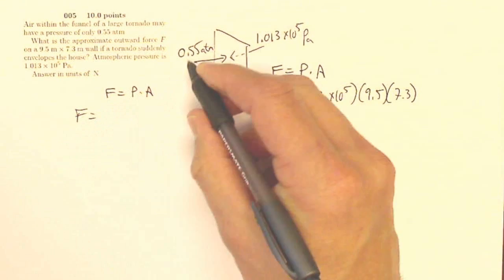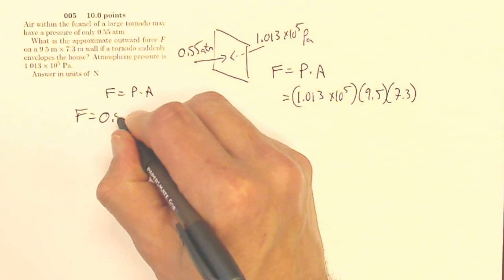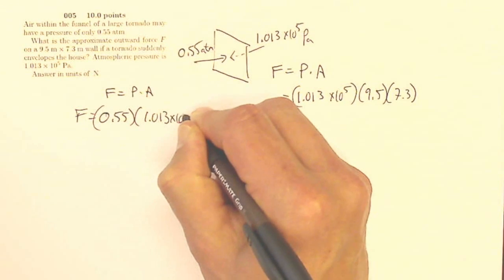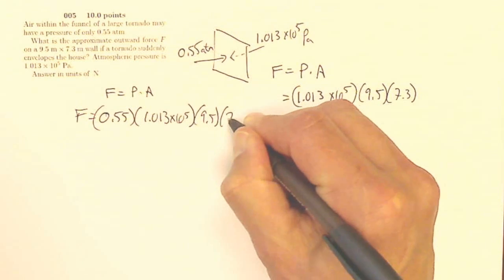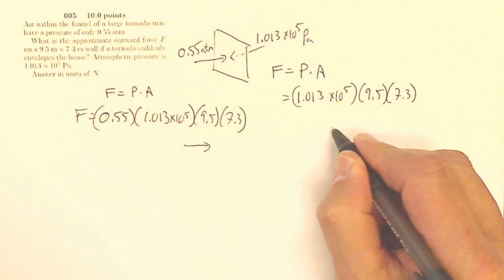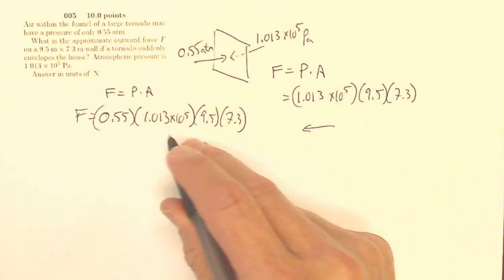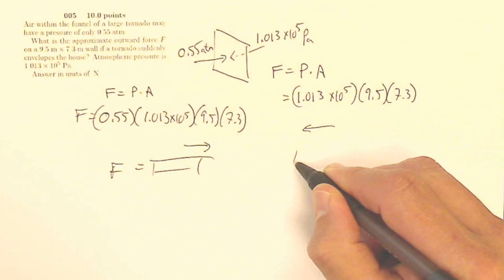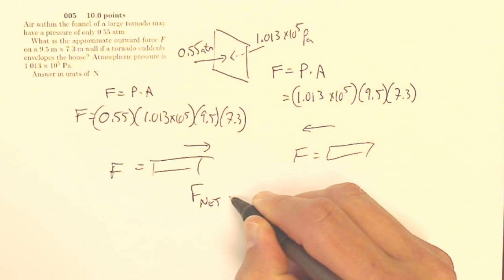Here my force is going to be 0.55 atmospheres, and this is 1 atmosphere. So it's going to be 0.55 times my 1.013 times 10 to the 5th times my area of 9.5 by 7.3. This force is going to be pushing in, and this force is going to be pushing out. So what I want to do is subtract these two. When I get this force and this force, my net force is going to be the difference between them.